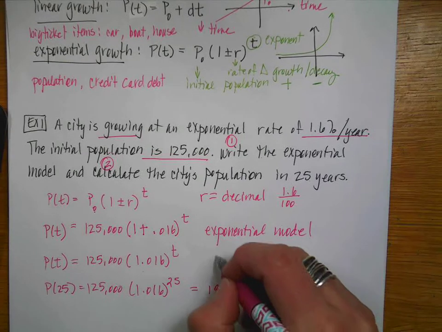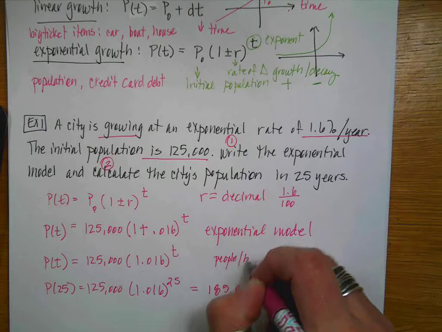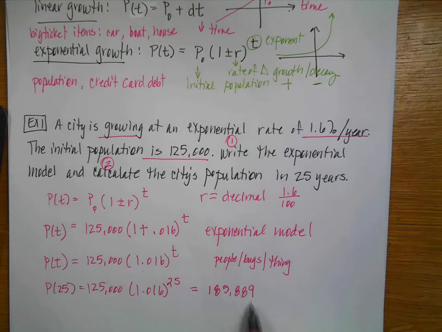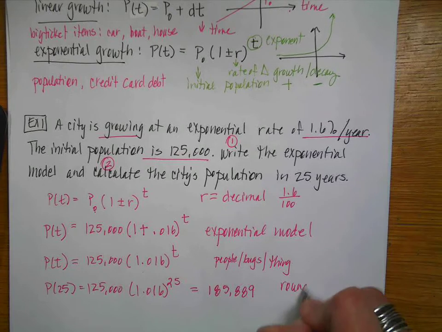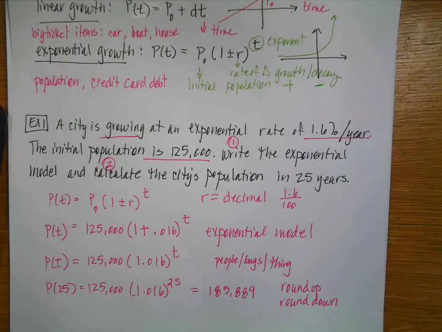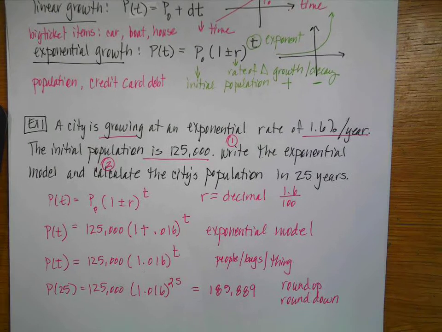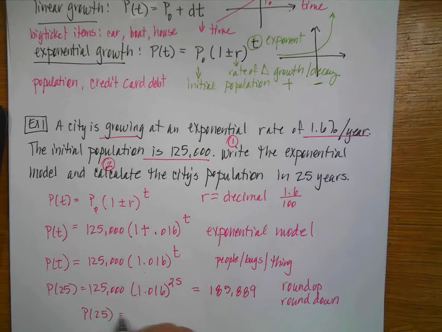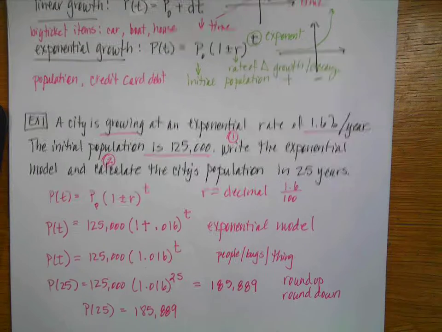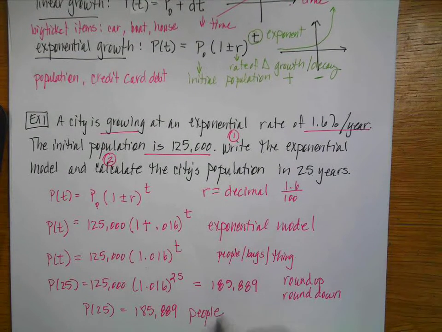185,889. I rounded up. So remember, when we're talking about people or bugs or things, you can't have a piece of it, and so that means that you need to round either up or you can round down. But you can't have a decimal of a person, a decimal of a bug, or a decimal of a thing. And then we want to report our answer well, and we want to include the units. And the units on this is, what does this number represent? And in this case, it's going to be people. And technically, it would be people in our city, but we're good to go.